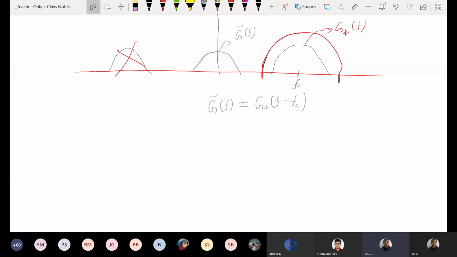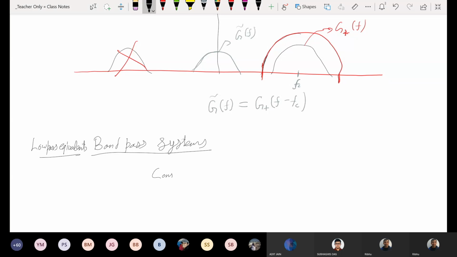The last topic related to the properties of Fourier transform that we'll cover are bandpass systems, or low pass equivalents of bandpass systems. Because we anyway derived the definition of bandpass signals from bandpass systems or bandpass filters. So whatever we have developed for bandpass signals, let's try to apply it back.